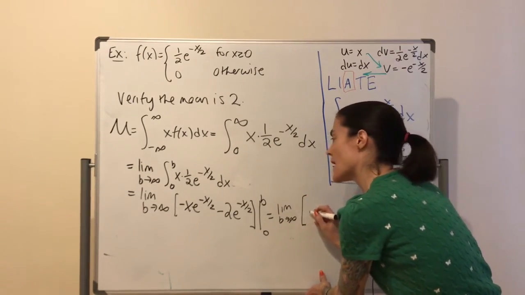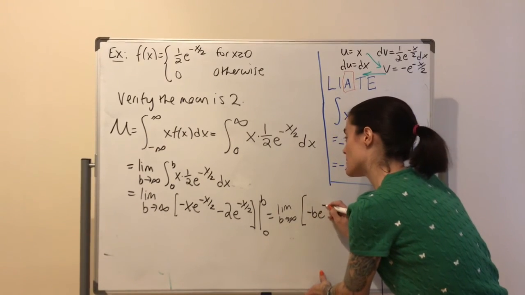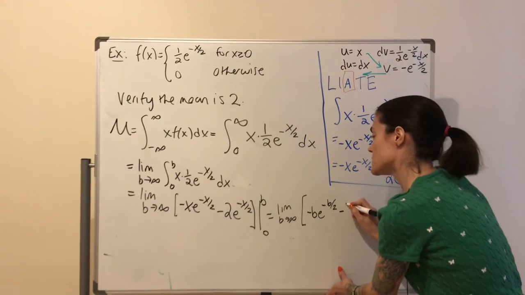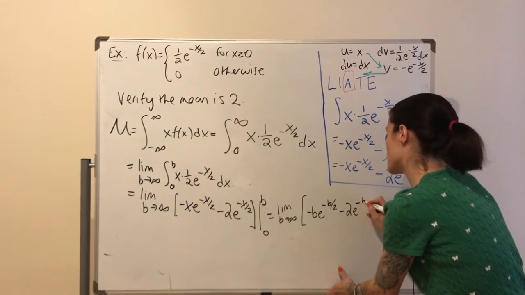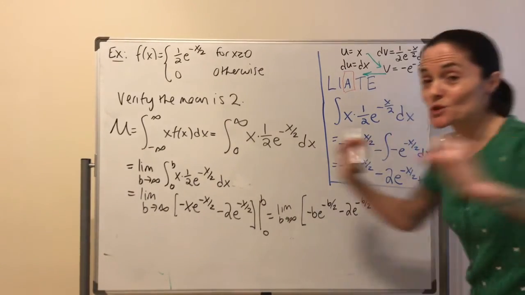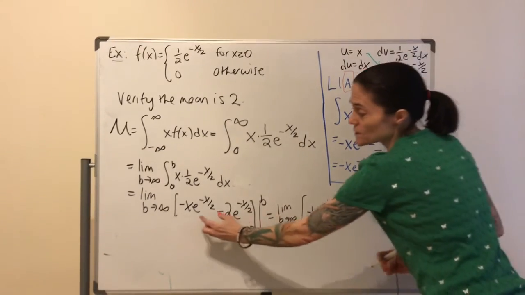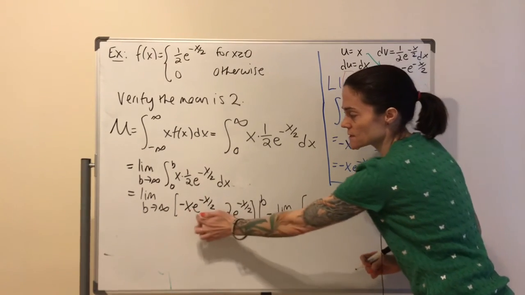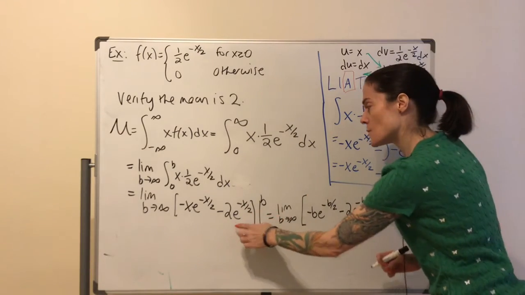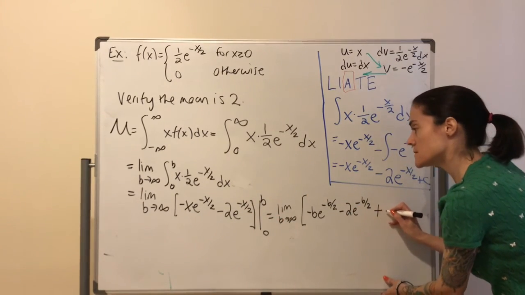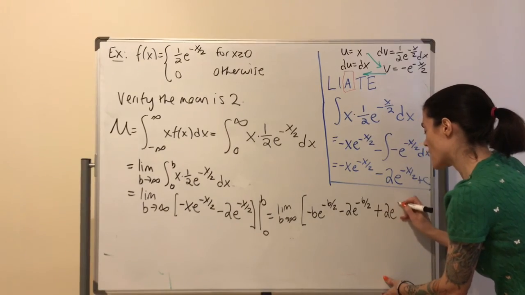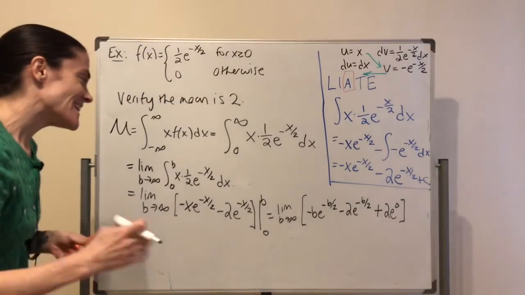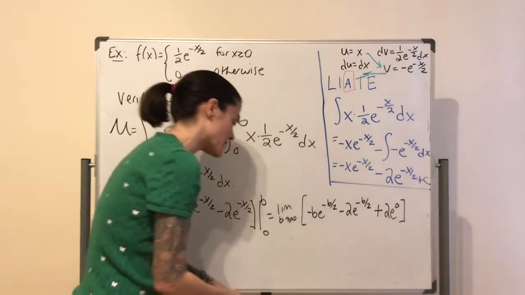Okay, so then we have minus b e to the minus b over 2 minus 2e to the minus b over 2. And then I subtract, evaluating at 0. Well, you see this first term, when you evaluate at 0, there's an x in it. So this first term at 0 is 0. And this one is going to be a plus. We're going to have 2. I'll go ahead and write it, e to the 0. We know e to the 0 is 1. Okay, now we are almost there. In fact, we're in really great shape.